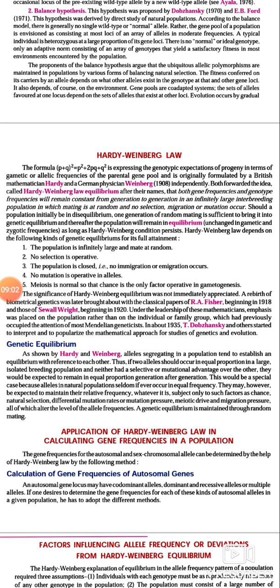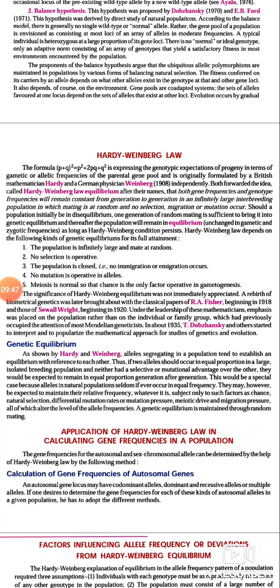After their names, both gene frequency and genotype frequencies will remain constant from generation to generation in an infinitely large interbreeding population in which mating is at random and no selection, migration, or mutation occur. Should a population initially be in disequilibrium, one generation of random mating is sufficient to bring it into genetic equilibrium, and thereafter the population will remain in equilibrium as long as Hardy-Weinberg conditions persist.